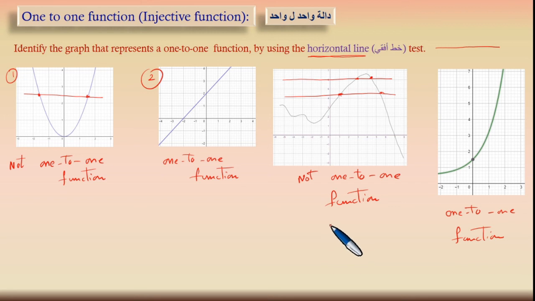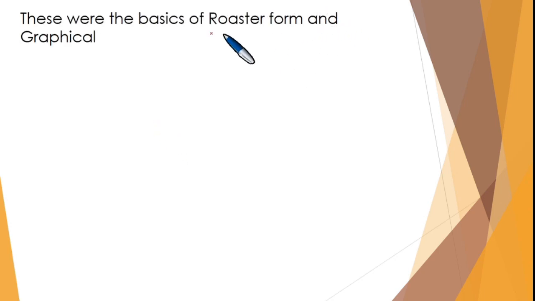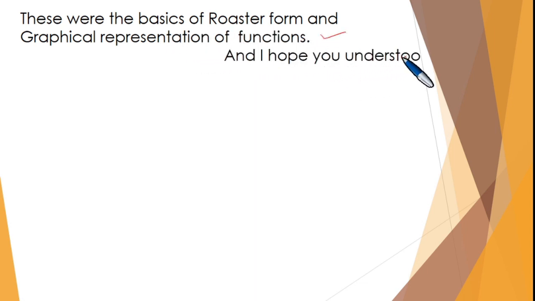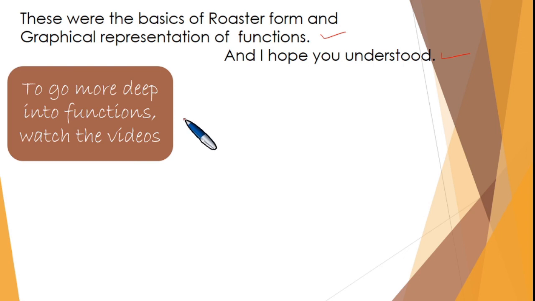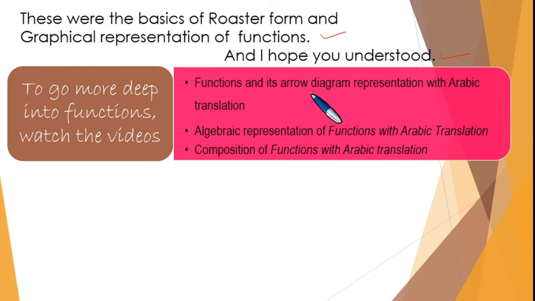I hope it's clear for you. Two representations we have finished here. One is arrow diagram. These were the basics of roster form and graphical representation of functions, and I hope you understood. To go more deep into functions, watch the videos Functions and its arrow diagram representation with Arabic translation, algebraic representation of functions with Arabic translation, and composition of functions with Arabic translation.